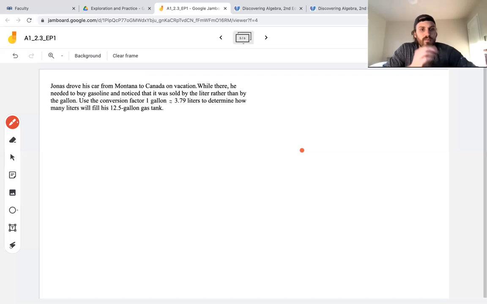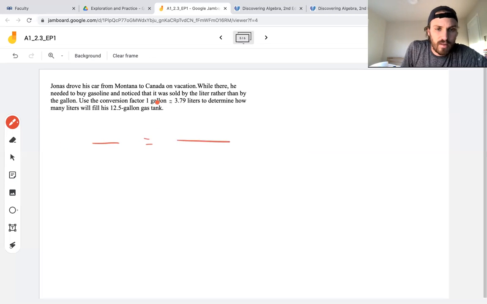So let's look at two examples. So first we're going to try and write a proportion, and then we're going to try and use a little dimensional analysis. So Jonas drove his car from Montana to Canada on vacation. And while there, he needed to buy gasoline and noticed that it was sold by the liter rather than by the gallon, which is true, perhaps obviously, or maybe not. Use the conversion factor. 1 gallon is equal to approximately 3.79 liters to determine how many liters will fill his 12.5 gallon gas tank. So let us set up a proportion.